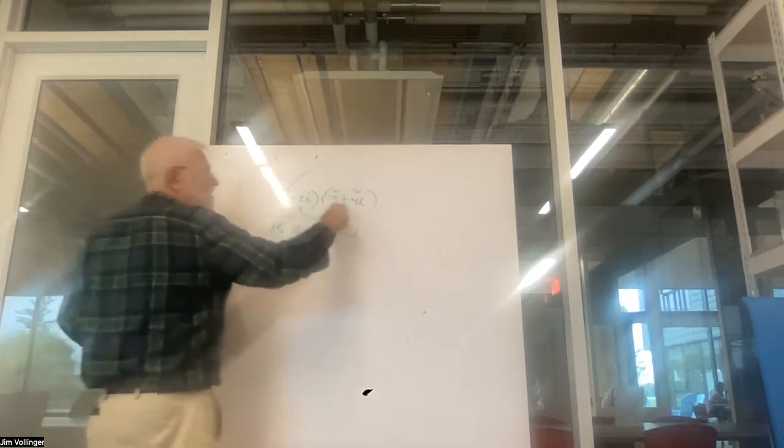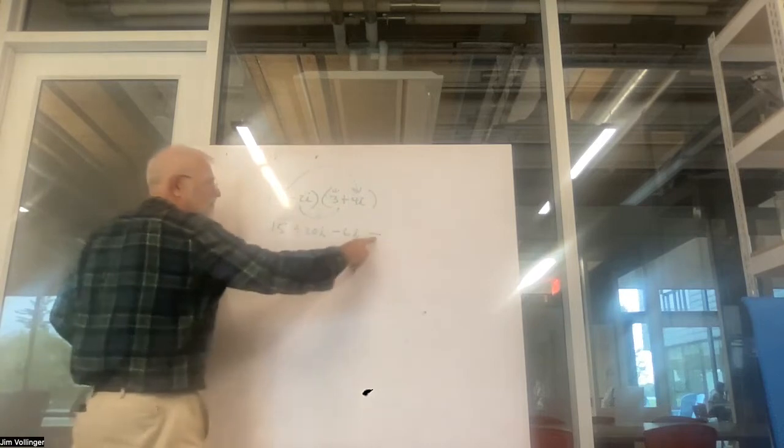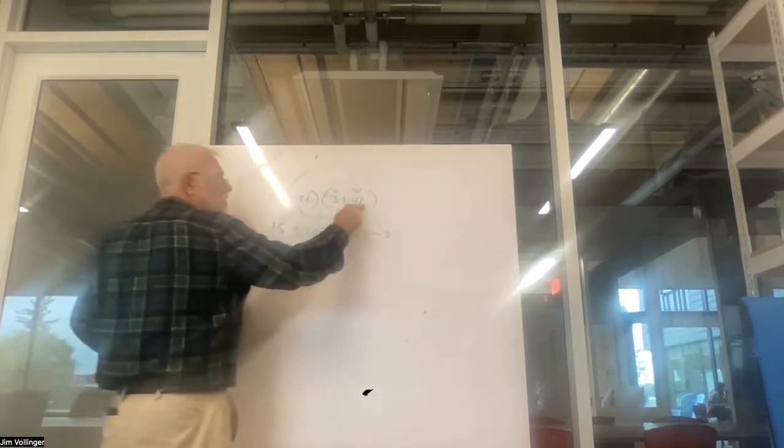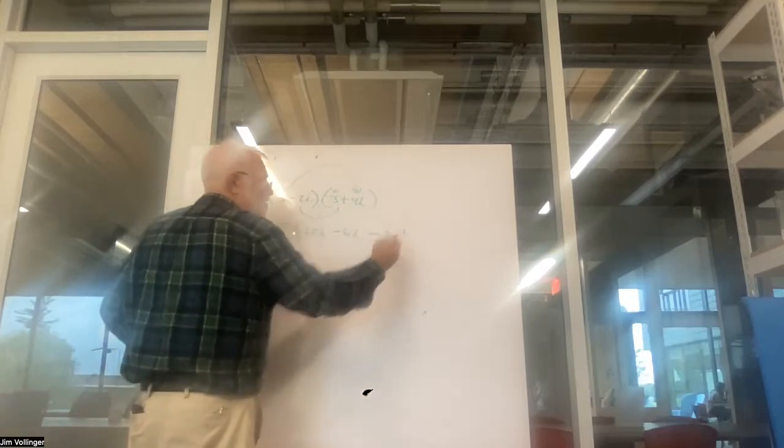And then we do a minus times a positive is a minus. You got to be careful here. 2 times 4 is 8. And i times i is i squared.